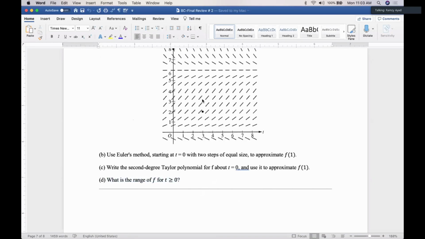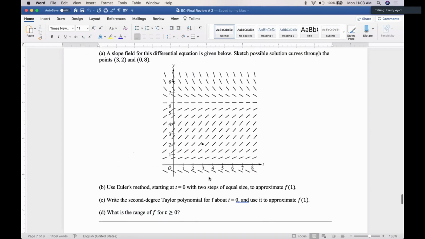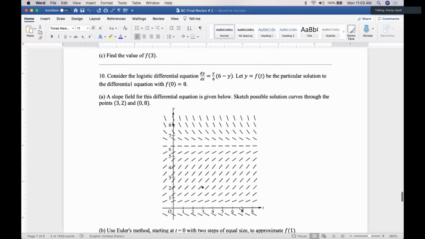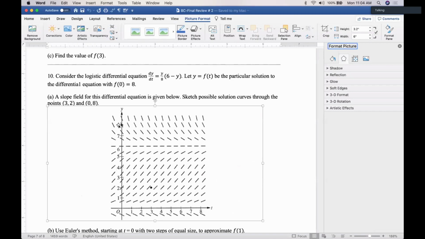What happened for this one is, I looked at the slope field, right? And the initial point given here is, no, I'm sorry, it's f of 0 equals 8, right? That means the graph of the function is passing by this dot. Yes? The graph is passing by 0, 8, which is this dot.